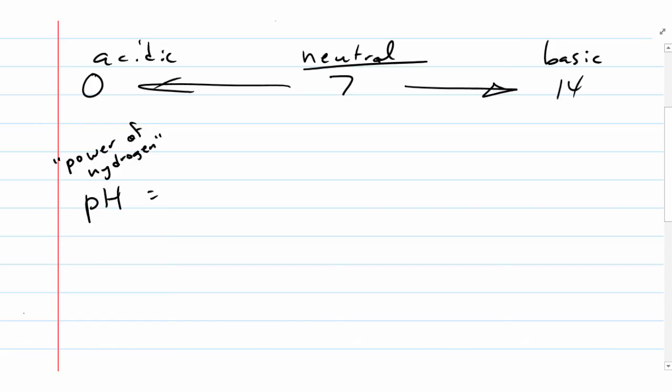Again, P stands for taking the negative logarithm of a quantity. In this case, we're going to take the negative logarithm of the hydrogen ion concentration. And when you look at this equation, the square brackets stand for molarity. When chemists place quantities in square brackets, what we're telling you is that we should place the molarity into those brackets.